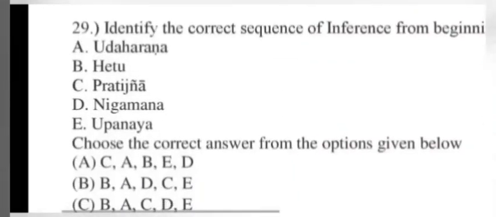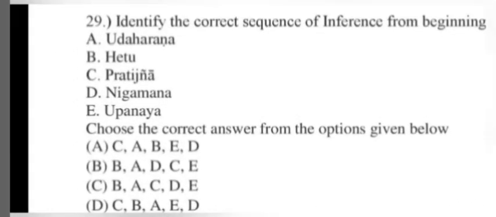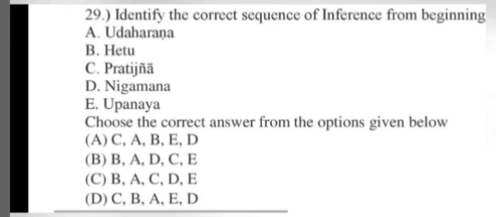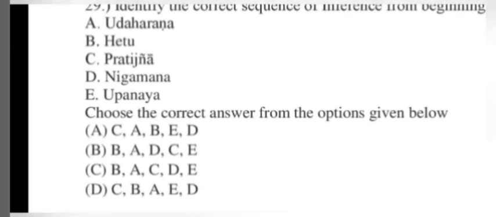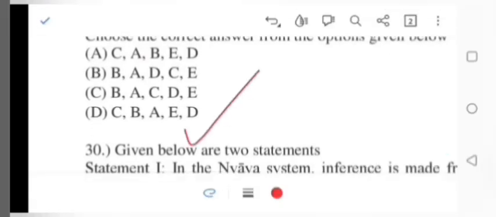29 says identify the correct sequence of inference from beginning to end according to Nyaya system. Udaharana, hetu, pratijna, nigamana, upanaya. So these are the options for you, A, B, C, D, E. Then what will be the correct sequence of the options given in the question? 29, it will be C will come first, then B, then A, then E, then D. So number D will be correct.